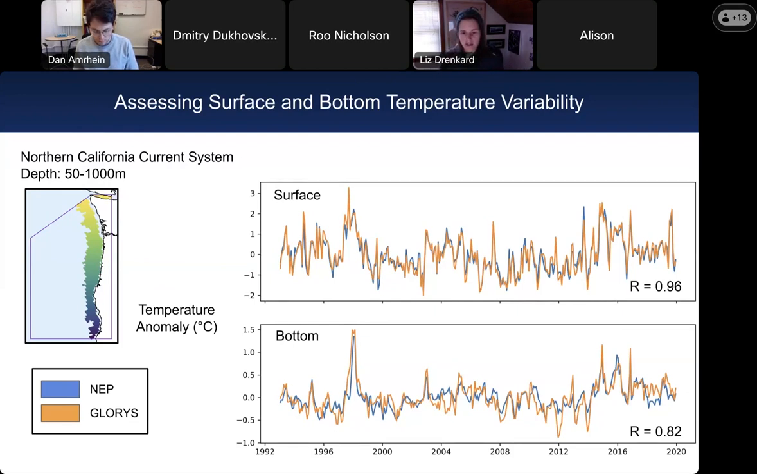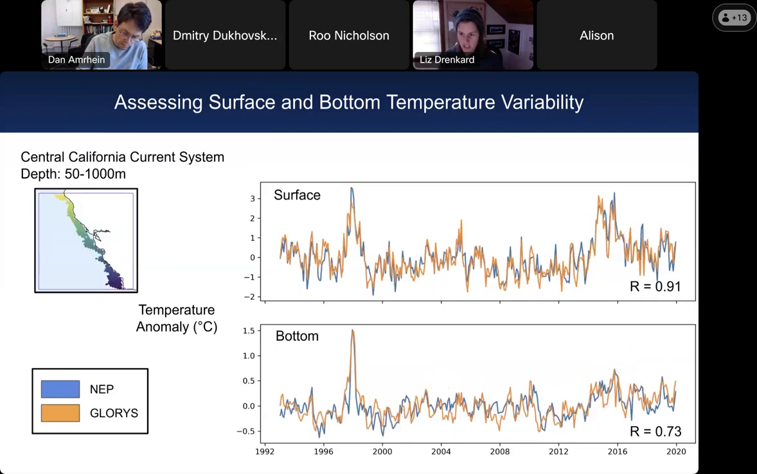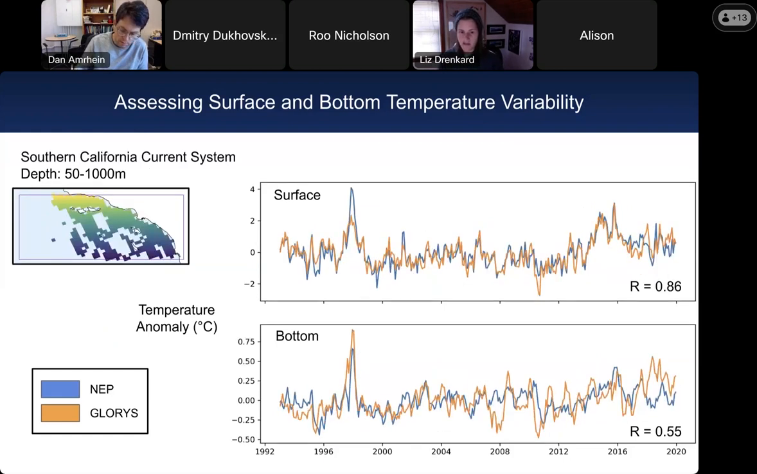Now we do have a really great match when we look at the 1998, 1999 El Nino La Nina transition phase. There's that really big spike in the bottom temperature, and that persists pretty well. But in some years, what we're seeing in the time series is that it becomes a bit less connected. So in particular, the Central California Current System and then the Southern California Current System, we're having our R value in the bottom getting down to 0.55.